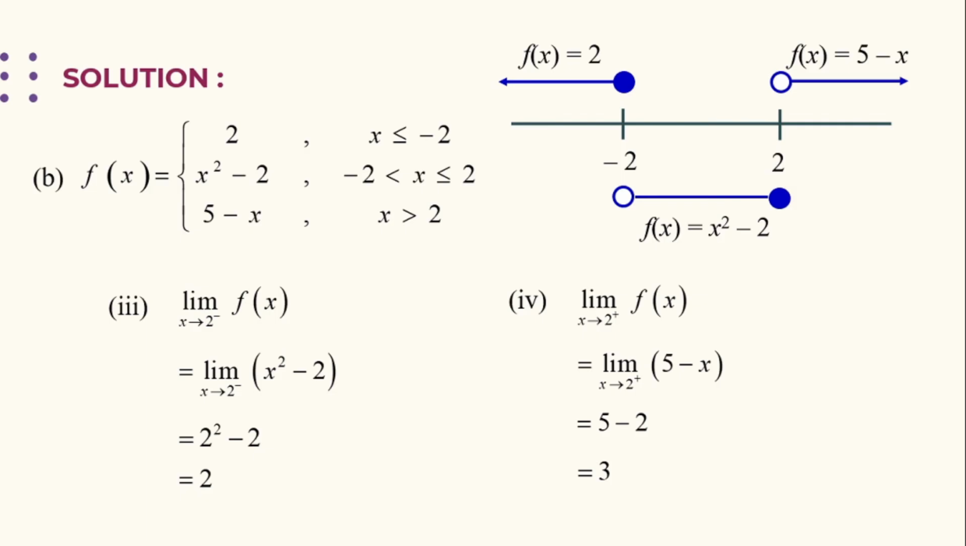Okay, so it's very simple if you really understand what a right hand limit is and what a left hand limit is. Please take note, for the right hand limit we have the sign plus or positive like this, and for the left hand limit we have the sign minus or negative.